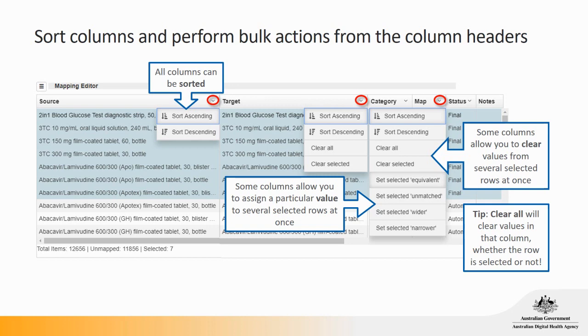Some columns allow you to clear either from selected rows or all rows, but do be careful that clear all will clear all values in the column, whether the row is selected or not. Also, some columns allow you to assign a particular value to several rows at once. So here in the map type column, I can set a whole bunch of rows to equivalent, or whatever is appropriate. And remember, these were the same map types chosen in the metadata window.